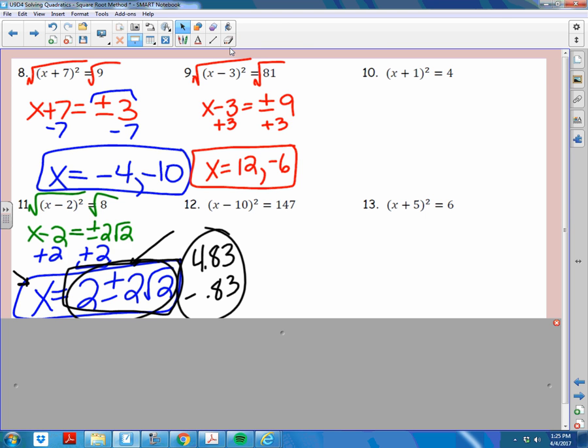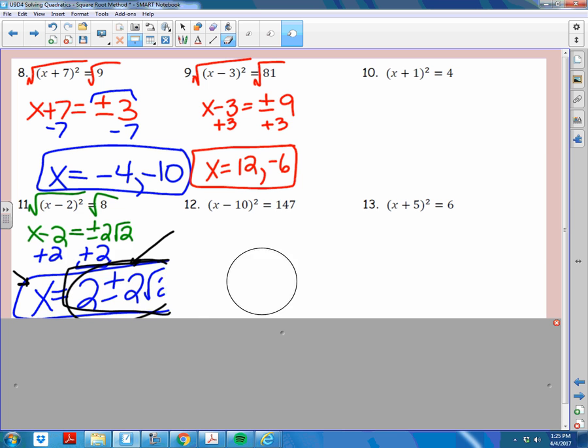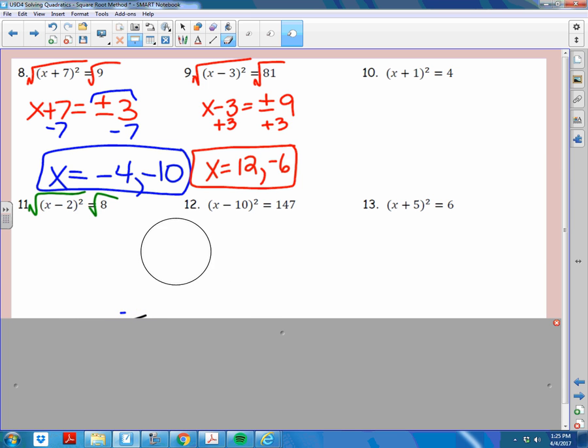Try number 12. I do not want it as a decimal. Go slowly, take your time. Ease a few steps. I want it as a simplified root.